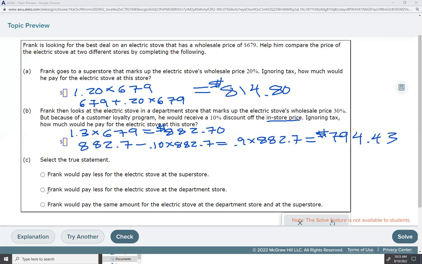Select the true statement. Frank would pay less for the electric stove at the superstore. Frank would pay less for the electric stove at the department store. Yep. So he's going to save about 20 bucks. Hey, why not? Unless of course it's really far away or something. You're like, okay, gas money. Ugh.